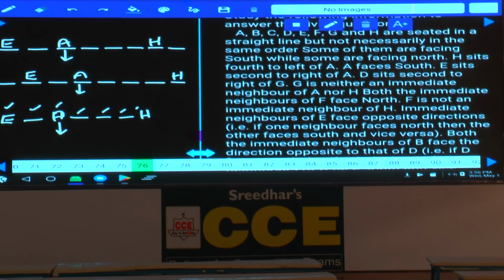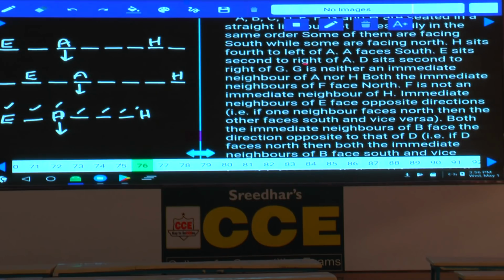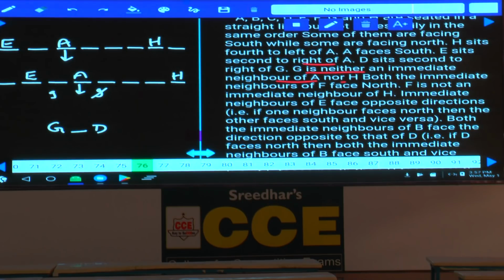And A faces south and E sits second to the right of A and D sits second to the right of G. As D is seated second to the right hand side of G, D is seated second to the right of G. If G is here, D sits second to the right of G and G is neither an immediate neighbor of A nor H. And G is neither an immediate neighbor of A nor H, so G cannot be here and G cannot be here as well, isn't it?